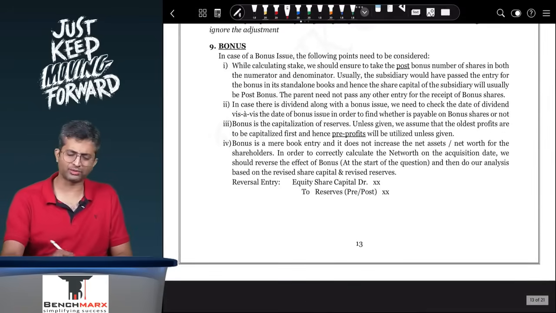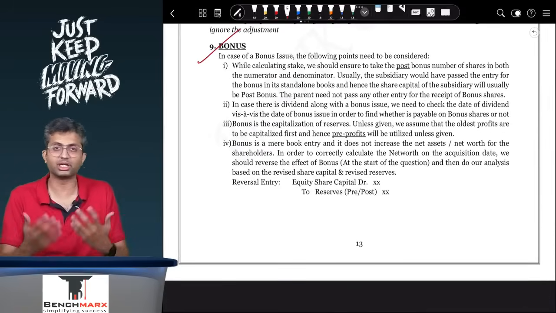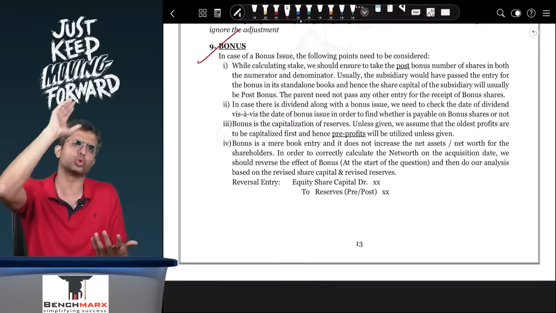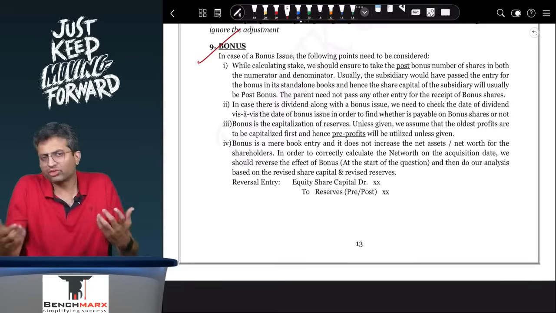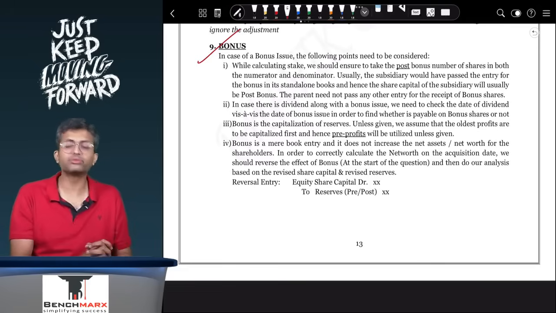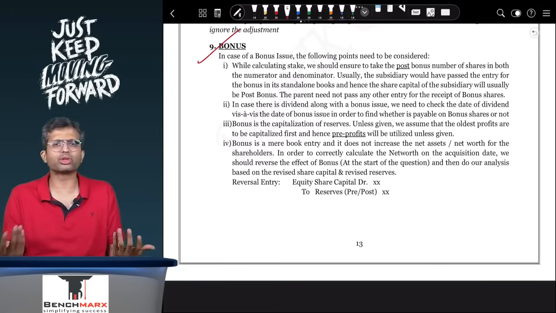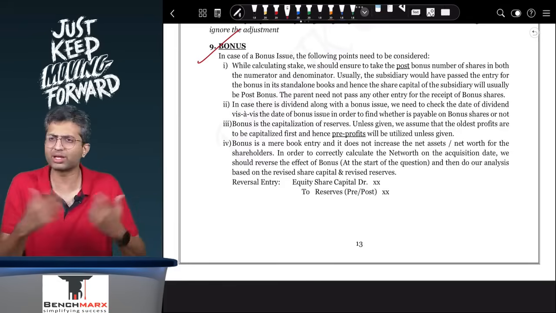Bonus, to be honest, is not very important. It is not even there in the study material. However, in the old course, you had a couple of adjustments for bonus. So there are various things, but it is not as important as dividend is. In case of bonus, bonus is also an appropriation. It is not really an expense, it is a book entry.